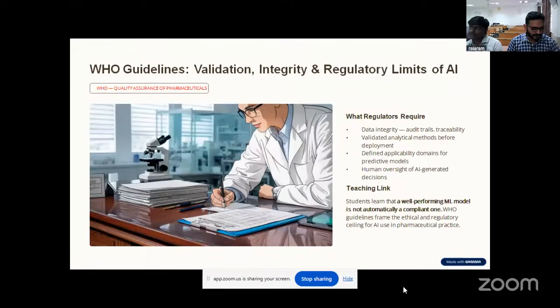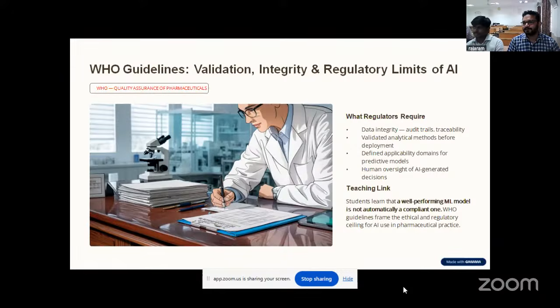Next, coming to the regulatory bodies, as per our syllabus, we have WHO guidelines, validation, integrity, and regulatory limits of AI. We cannot use AI as per our convenience. We have to follow AI as per the WHO guidelines also. So what are the regulatory guidelines? Data integrity, validating analytical methods before deployment, before using them, defined applicability domains, and human oversight of AI generated decisions.